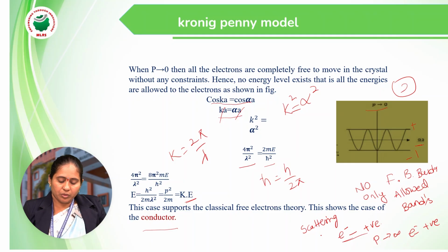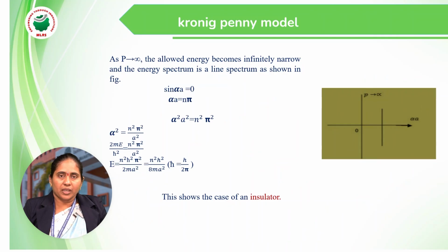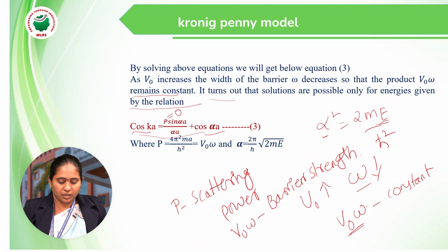So that's why if the P is more, the electron is not at all moving. If the P is 0, the electron is freely moving. So this is the second conclusion. The third conclusion is P tends to infinity. So when P tends to infinity, again go for equation number 3.